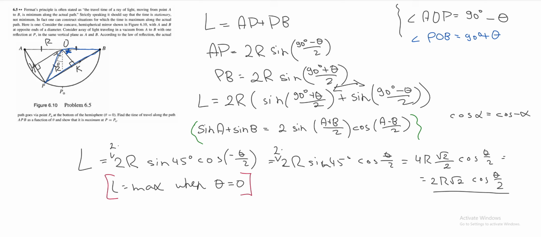And as for the time of travel along the path, it's just L divided by c, since we were told that this entire thing happens in a vacuum. And so it's 2 times root of 2 times r times cosine of theta divided by 2, all divided by c. And that is it. That is the final answer to the problem.